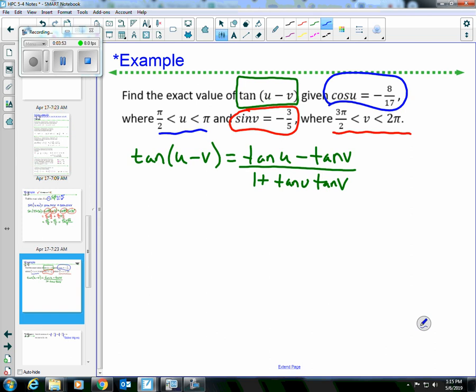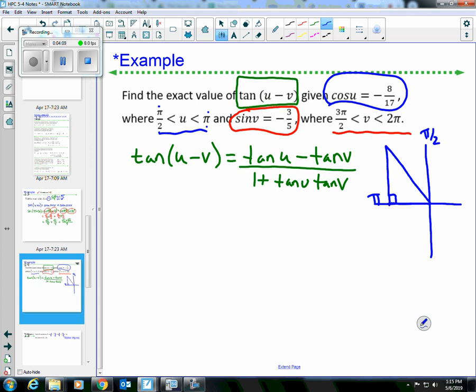It says u is between pi over 2 and pi. So pi over 2 is 90 and pi is 180. So think about where that picture would be. So I'm going to go ahead and draw these between pi over 2 and pi. That means this is a quadrant 2 angle. So this is a quadrant 2 triangle.